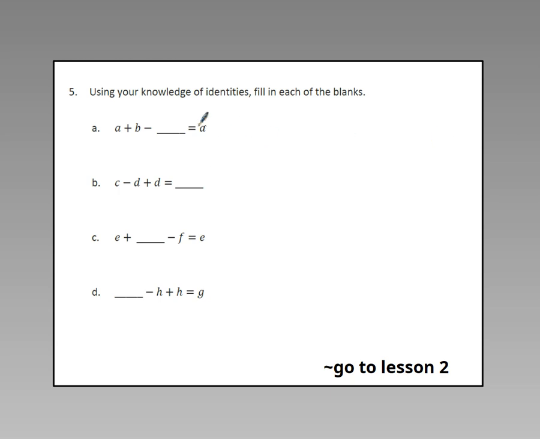Going with our variables. If I have an A and I add B and then take away B, right? I'll still have A. Well, what if I do C, take away D, and then add it right back on? I still have C. If I have an E and I add something to it, but then I take away F, I still have E, I must have added F. And looking at letter D, if I subtracted H and added H, they cancel, and if I ended with G, I must have started with G.